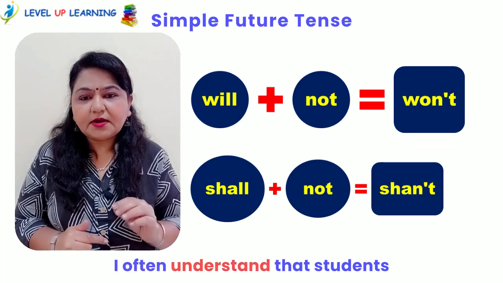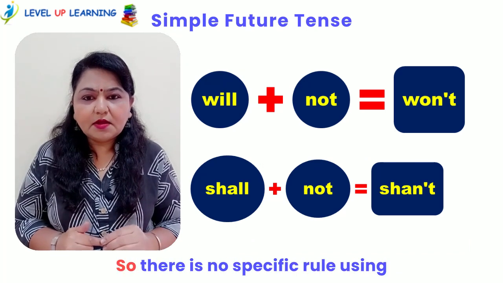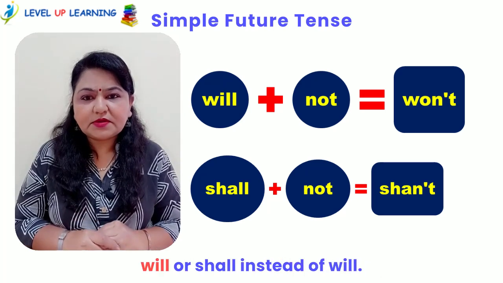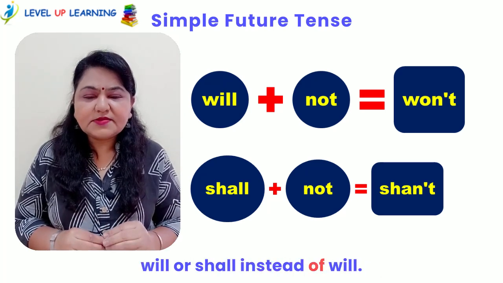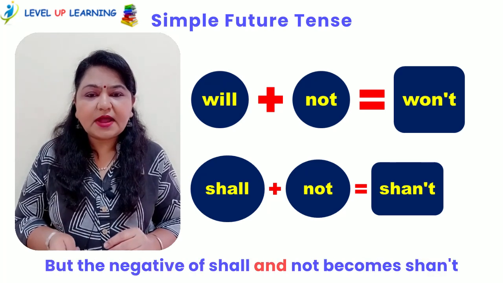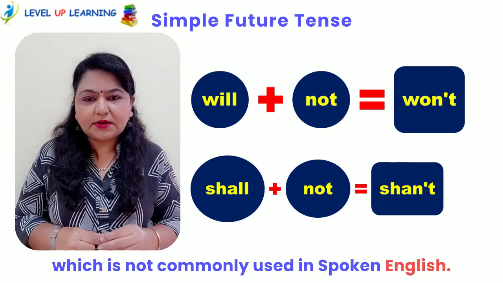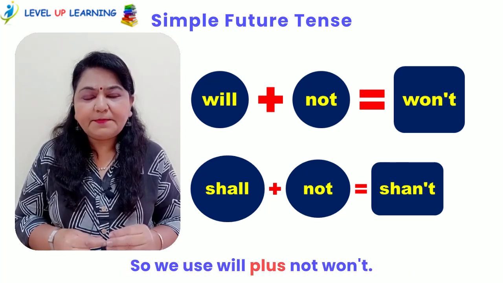I often understand that students confuse will and shall. So there is no specific rule for using will or shall. Instead of will, you can say I shall, we shall, but the negative of shall and not becomes shan't, which is not commonly used in spoken English. So we use will plus not, won't.